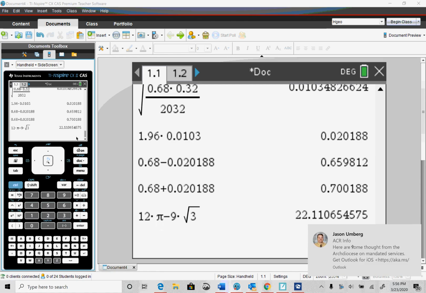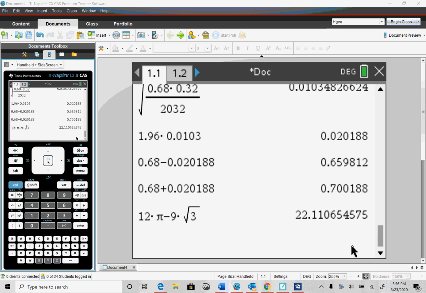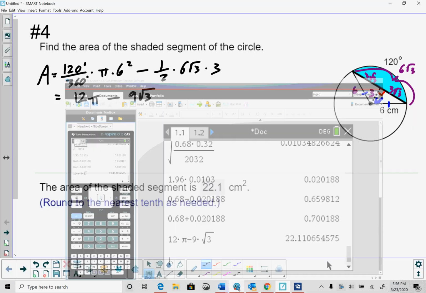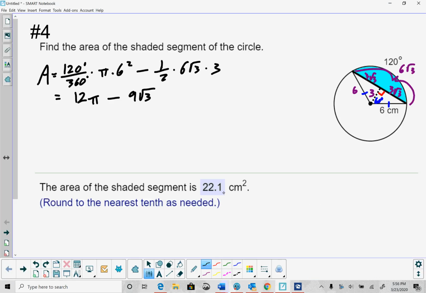So you can just type that in exactly as you see. 12 pi minus 9 square root of 3. That'll give us 22.110654, blah, blah, blah. But again, if it says round to the nearest tenth, we chop that off at about 22.1.